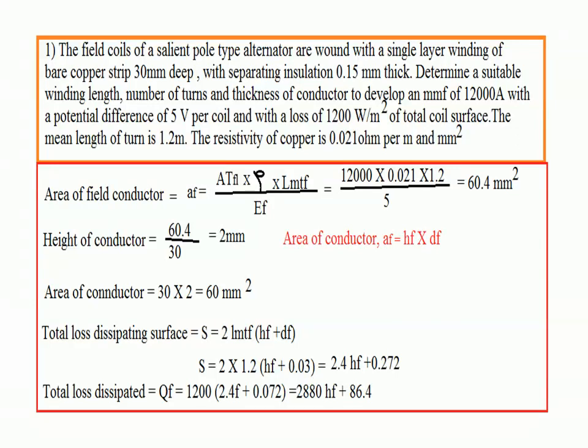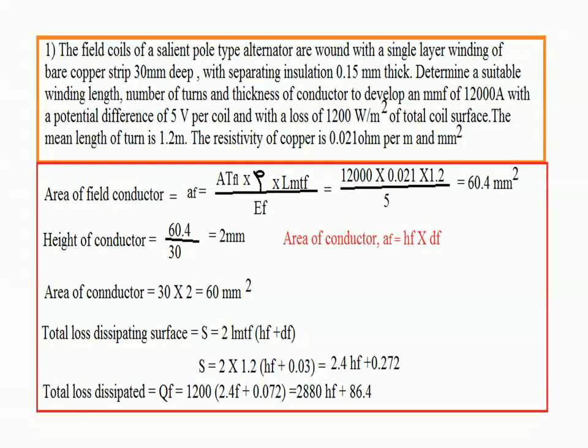So you have to write down the given details on one side. As per the 9 steps we have discussed, you can go one by one. Number 1, area of field conductor equals ampere turns full load, resistivity, LMT, divided by voltage across field coil. You substitute all the data, you are going to get 60.4 millimeter square.